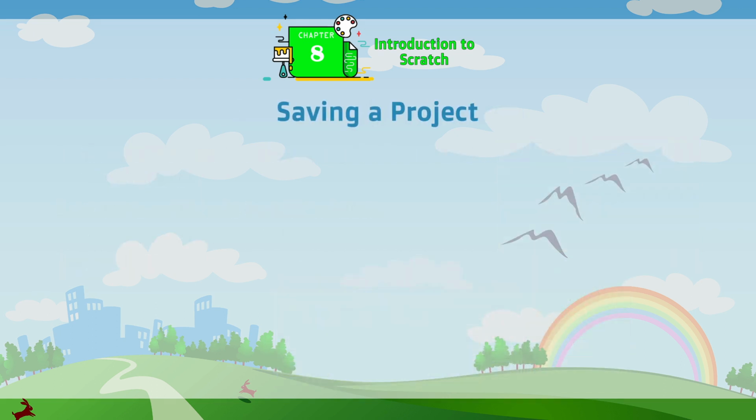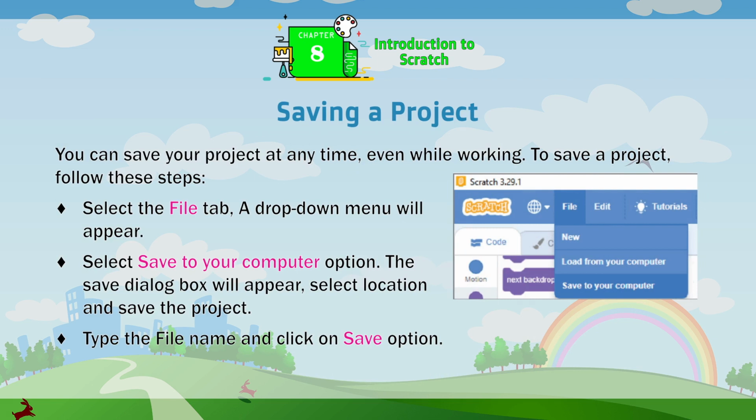Saving a project. You can save your project at any time, even while working. To save a project, follow these steps. Select the File tab. A drop-down menu will appear. Select the Save to your computer option. The Save dialog will appear. Select a location and save the project. Type the file name and click on the Save option.